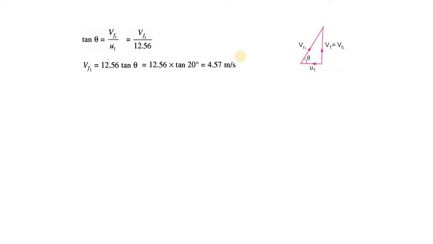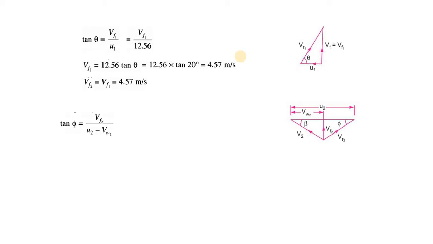Now we know one more thing here. What is that? Vf1 is equal to Vf2. So Vf2 at the outlet velocity triangle is 4.57 meter per second. Why? The velocity of flow is constant here. Let's just go to the outlet velocity triangle.